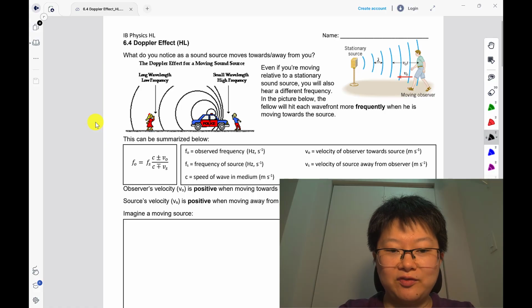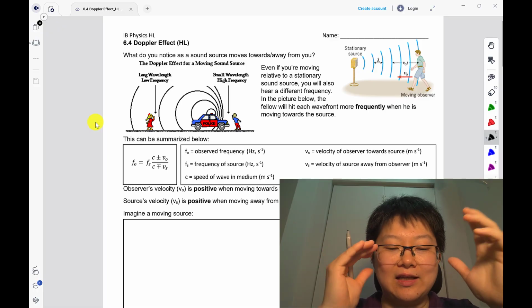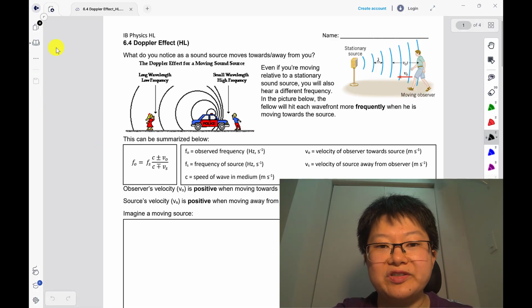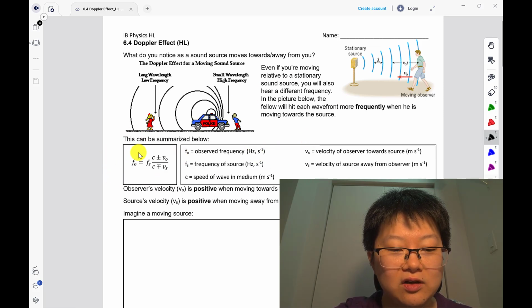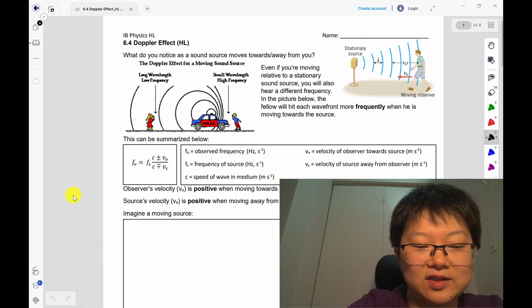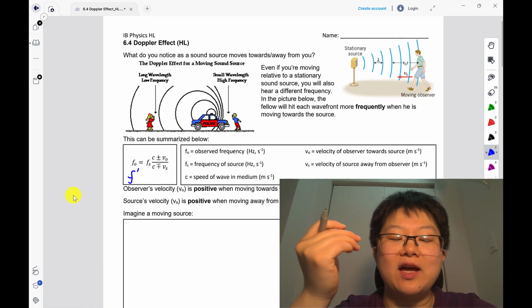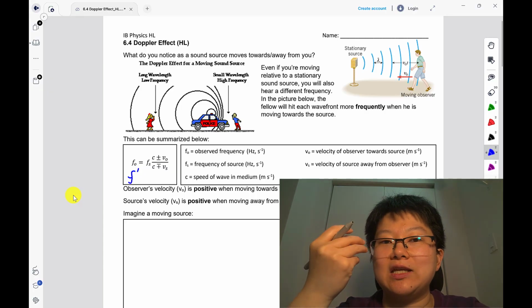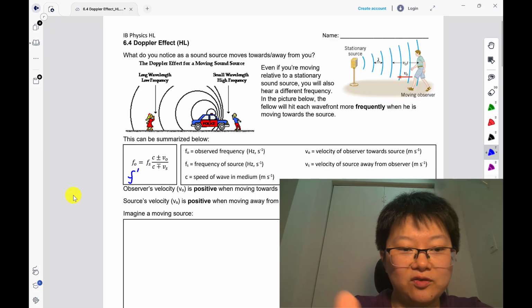But this particular video is just focused on how the derivation works and a little bit about how to use the equation itself. So let's start off with the equation here. We have f naught, or it looks like a 0 on the bottom. Another way you might see this is f with a prime. That means this is the frequency that is observed by someone else, by the observer.